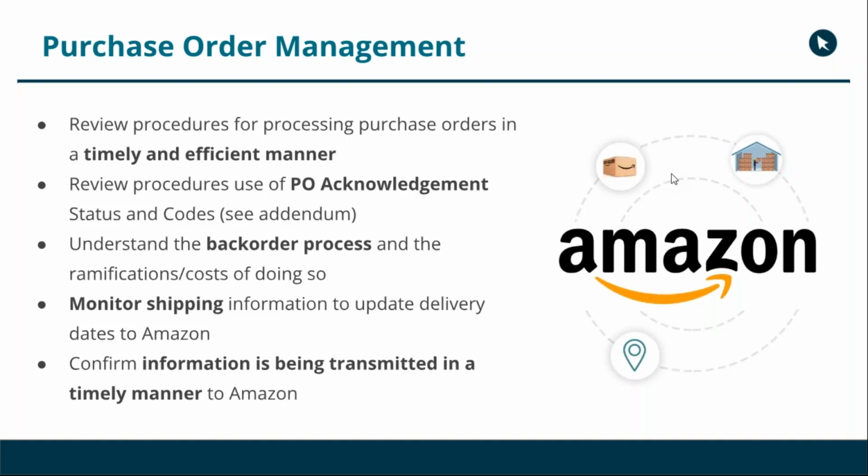There are PO acknowledgement and status codes in the addendum that Amazon uses that are supposed to be done with purchase orders. If you're on EDI, that is normally done in a smooth manner. But if you are doing your purchase orders on a manual basis in Vendor Central, it's important that you understand what those codes are and that you're using the right code. Because if you use the wrong code, it could bring a chargeback into play.